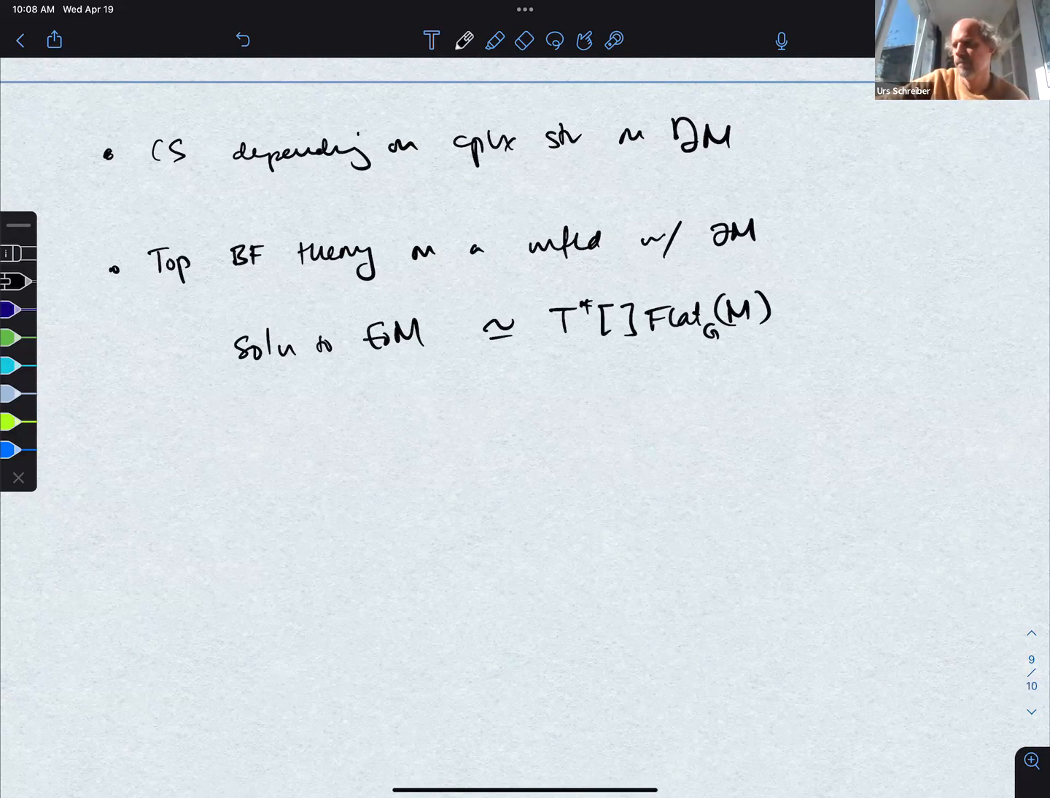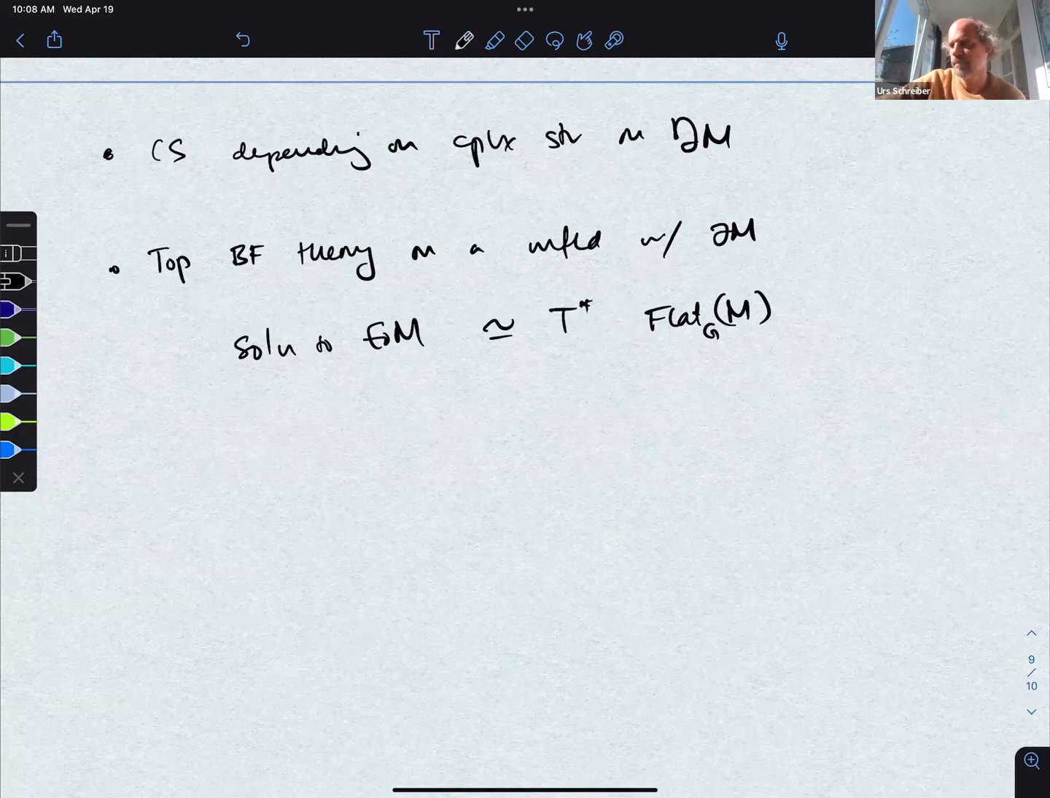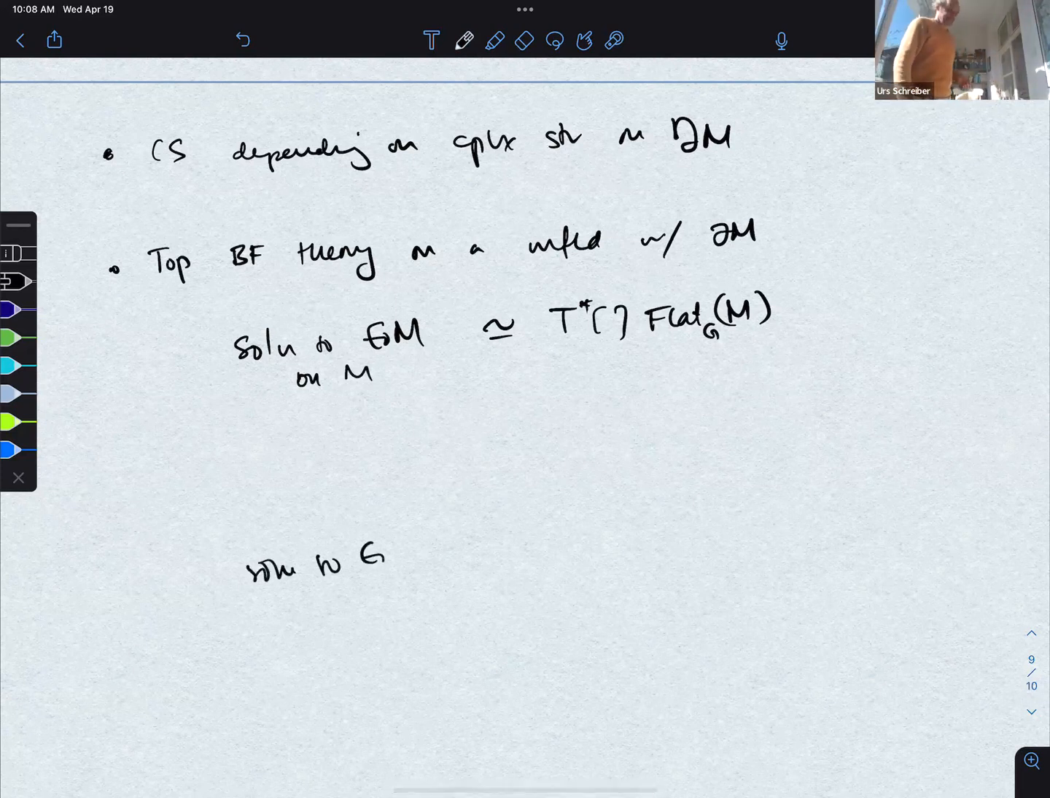If the manifold has boundary, then I think I can get rid of this. So, sorry, I did that wrong. There's a shift here. Then I have solutions to the equations of motion on the boundary of M, and this really does look like the cotangent bundle to flat G on the boundary of M.